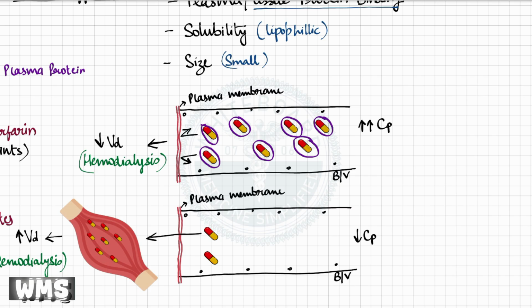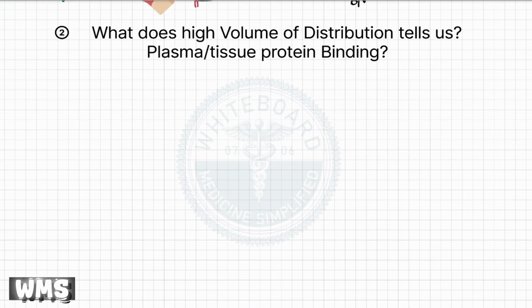Now, let's apply this understanding with a quick question. What does a high volume of distribution tell us about a drug's binding preference? Does it favor plasma proteins or tissue proteins? Remember, drugs that bind to plasma proteins tend to stay in the bloodstream. On the other hand, drugs that bind more strongly to tissue proteins are drawn into tissues. Since a high volume of distribution reflects extensive tissue distribution, it clearly indicates that the drug is predominantly tissue protein bound.